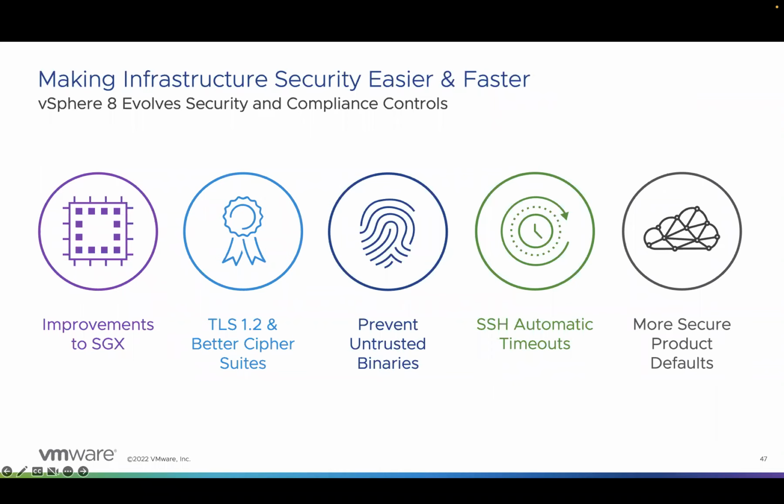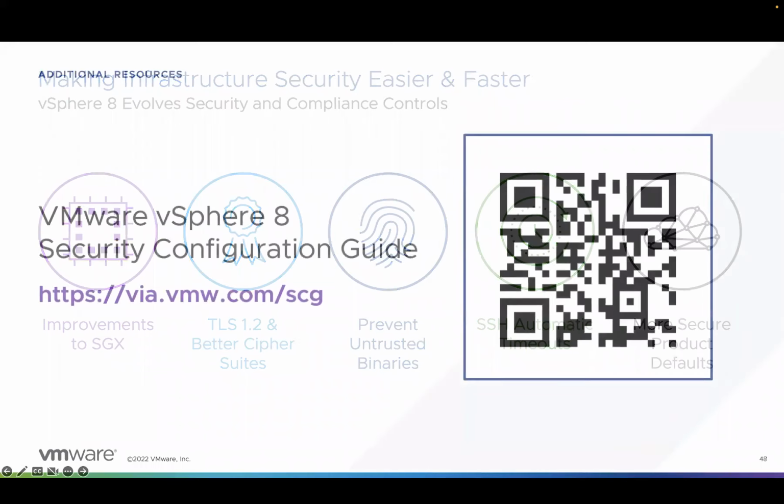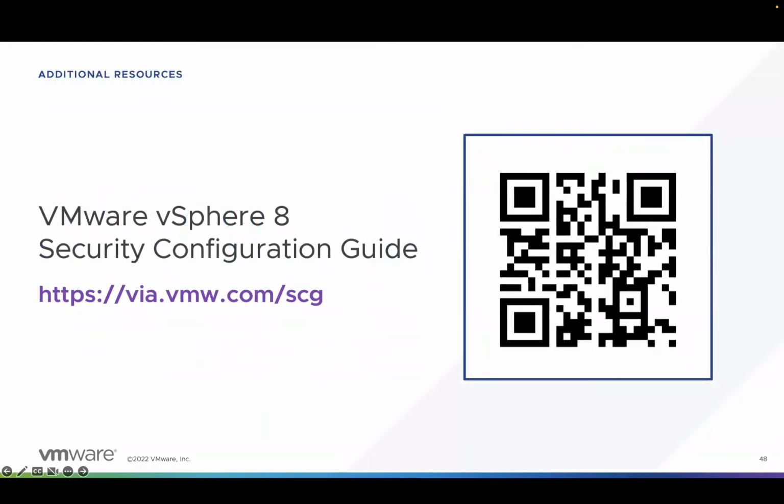And just in general, we're making vSphere more secure out of the box. A lot of the defaults now out of the box fall in line with the vSphere security configuration guide. But if you do want to take a look at the vSphere security configuration guide, you can check it out at the following link. It's now part of the vSphere documentation too, or you'll be able to find it on core.vmware.com.